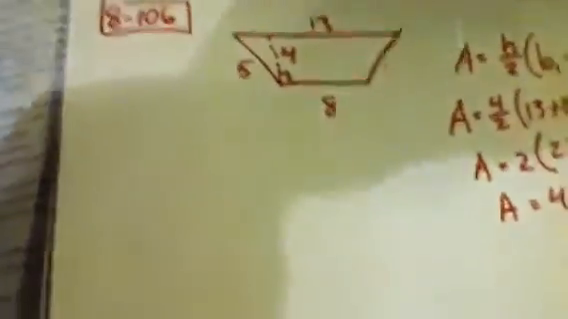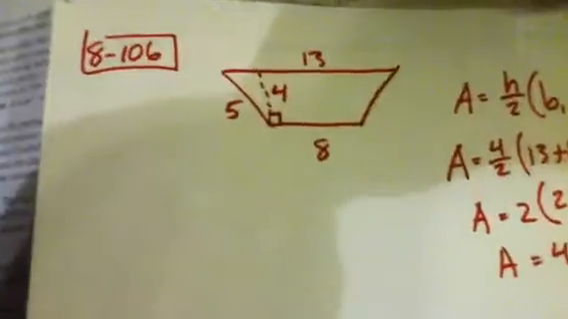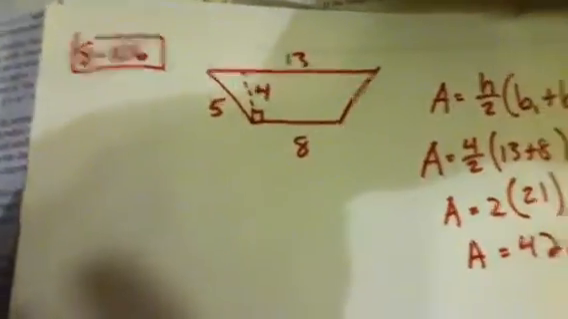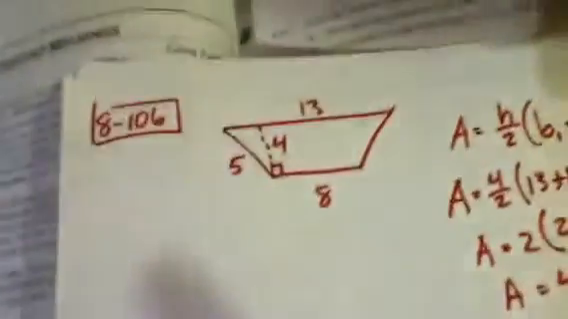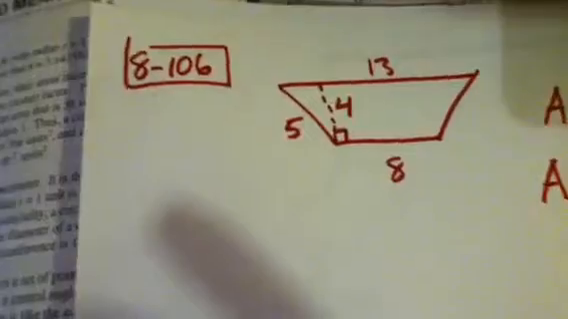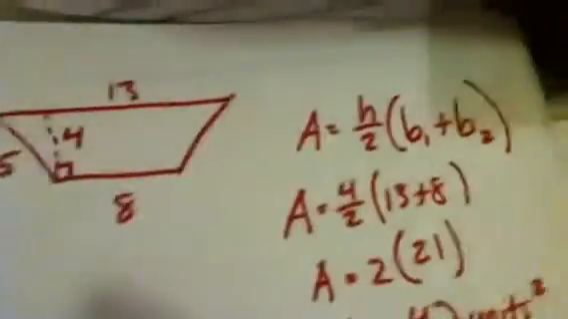This is geometry problem 8-106. I'm doing it on my iPod, so it's kind of awkward. There's a picture of a trapezoid. You're supposed to find the area and the perimeter.